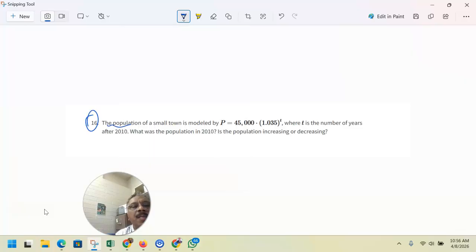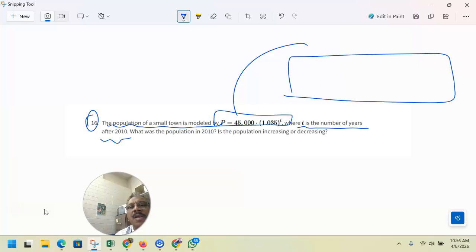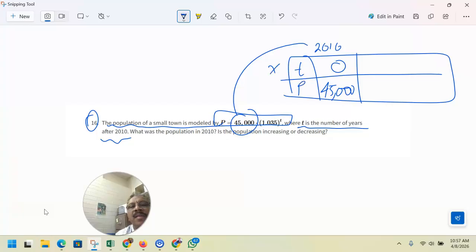Question number 16. A population of a small town. They gave you the exponential model. Look, this is given where T stands for how many years since 2010. It means in the year 2010, that means year 0, the population was 45,000. And they use t instead of x and P instead of y. This is x and this is y, almost the same thing, but it's good to use these variables.